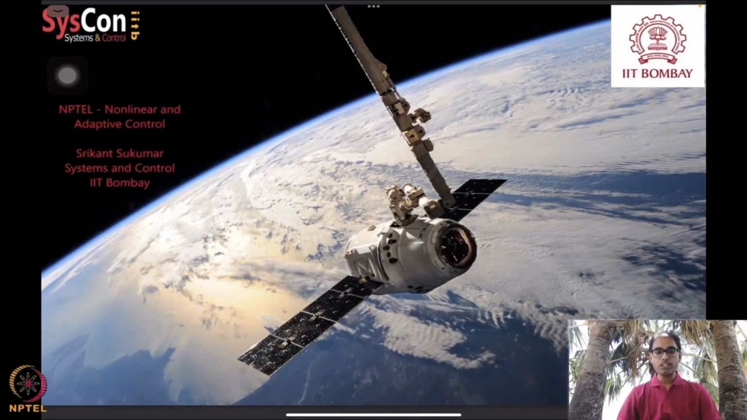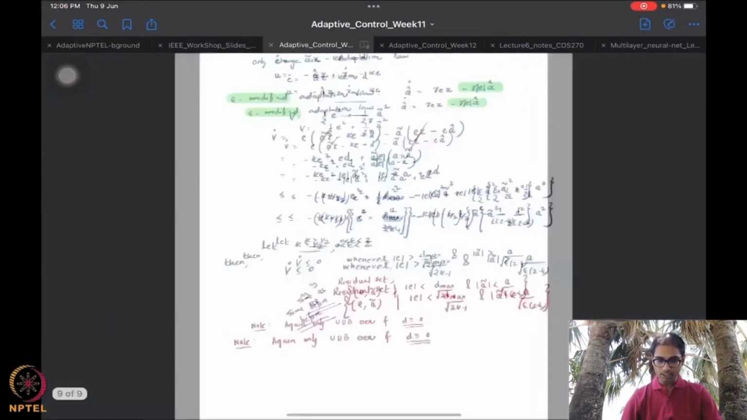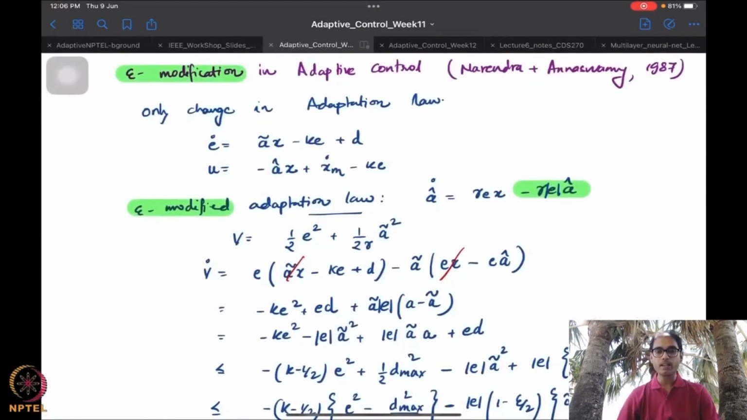We have already learned several methods, several algorithms that will help design robust adaptive nonlinear laws that drive autonomous systems such as the SpaceX satellite that you see in our background. With this sort of an introduction, I want to go back a little bit to what we were doing in the previous week.